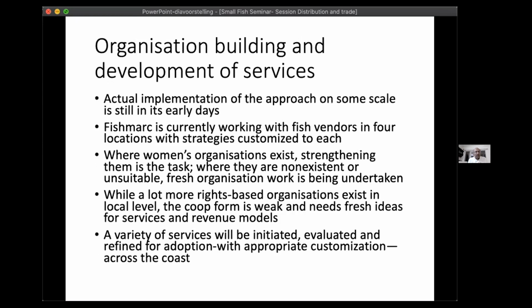So basically we are saying that fisherwomen's organizations, fish vendor organizations, are important. Anderson has also talked about it. I think other people on the panel have also talked about it. Wherever these organizations exist, they need to be supported and strengthened to be able to take on their work. Next, please.